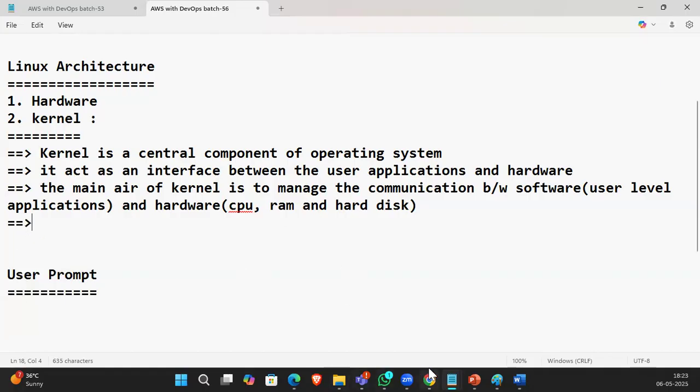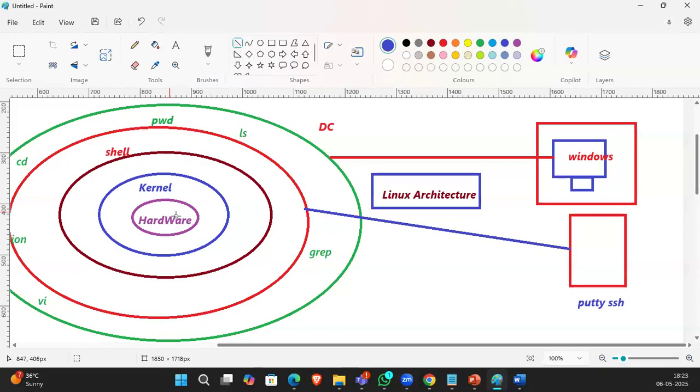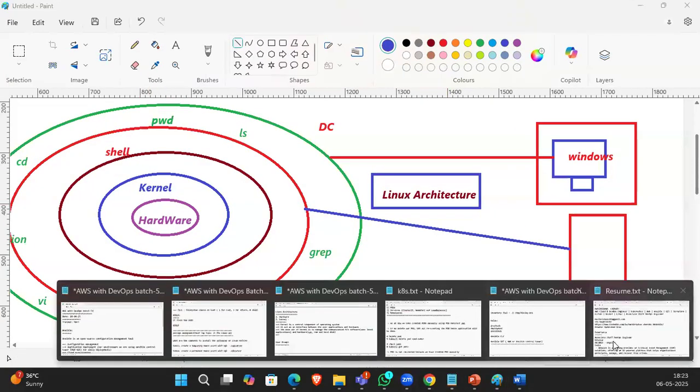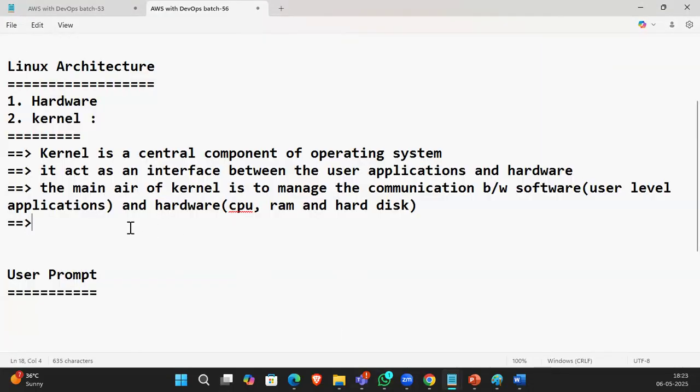Kernel is a central component of the operating system. It acts as an interface between user application and hardware. And the main aim of the kernel is to manage the communication between the software and the hardware. Guys, understood? Yes, sir.